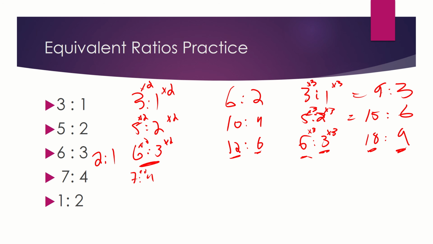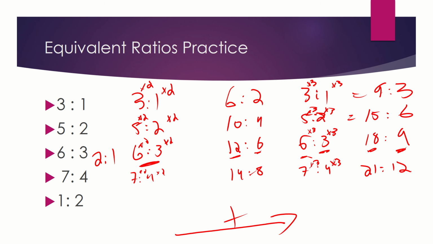All right, 7 to 4. We're going to multiply by 2. We're going to get 14 and 8. Go 7 to 4 again. We'll multiply by 3 this time. We'll get 21 to 12. So the big thing is if you're doing an equivalent ratio that is higher, then you need to multiply by something on both sides. That's the big thing there.